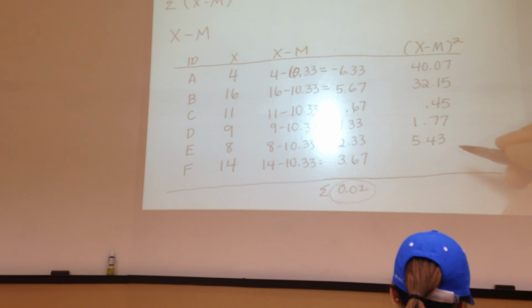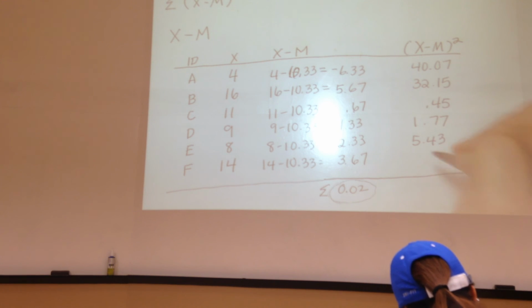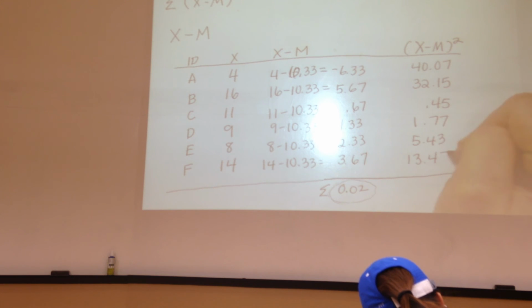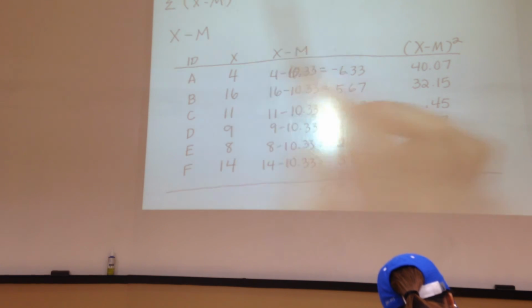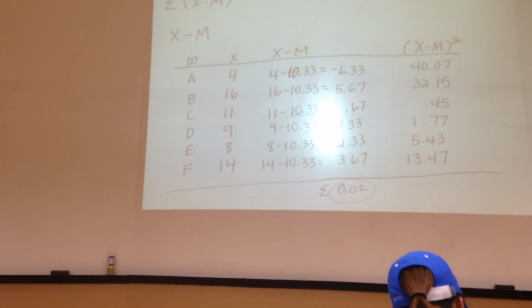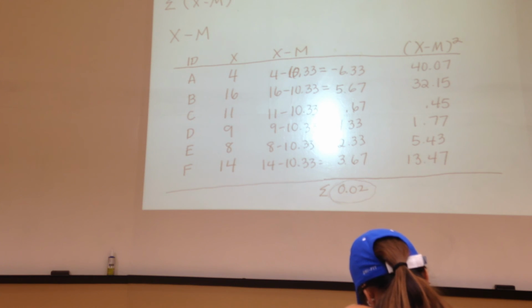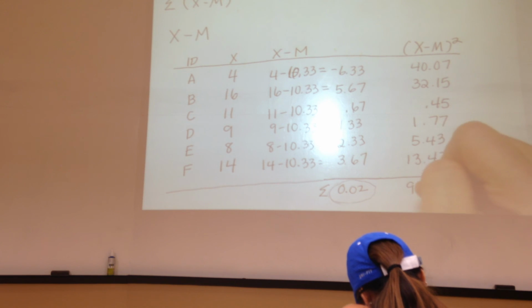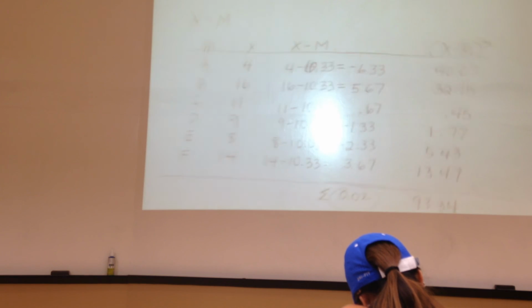Okay, 3.67 squared. I have a vote for 13.47. All right, so now that I've got those, I need to add those up to get my sum of squares. Right? Now I need to sum those. So go ahead and add those up. I have a vote for 93.34. Warren says yes. All right. So this is our sum of squares for that first group.